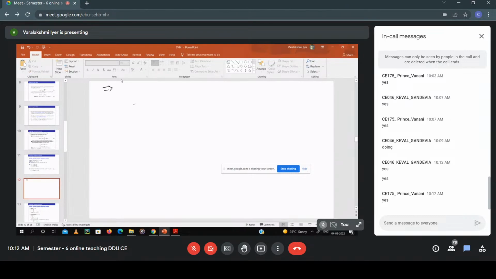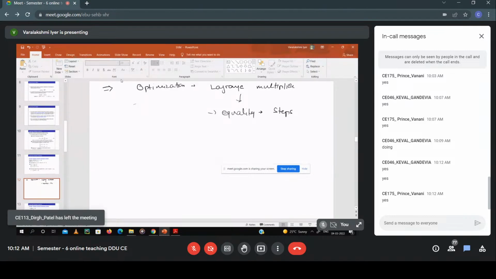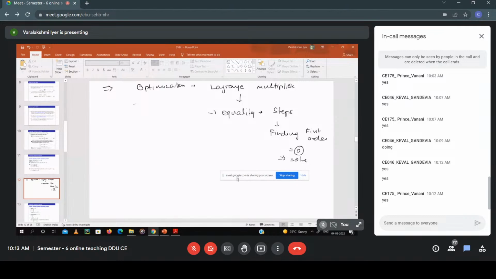Okay, see, what we are trying to do is, the first step will be converting our optimization problem into Lagrange multiplier form, and then we'll be solving for the Lagrange multiplier. Now, right now, what we saw was an equality condition. If your conditions are equality based, our steps will be finding the first order derivative, equating them to zero, and then solving those equations that we have obtained. That will be the case for equality based constraints.